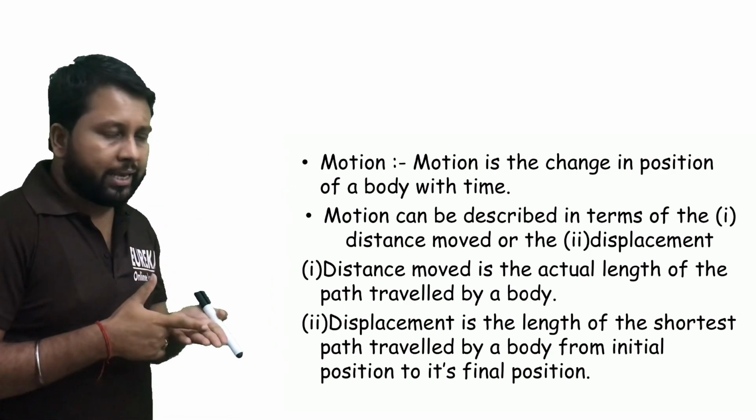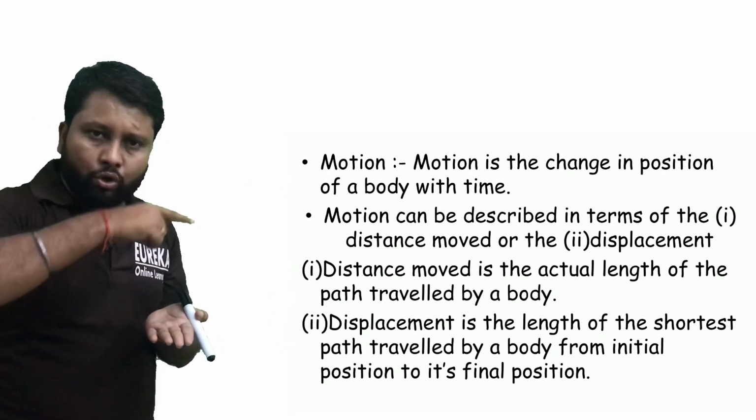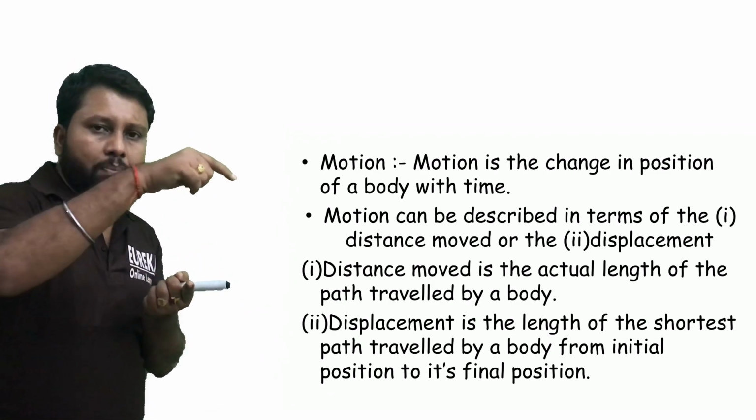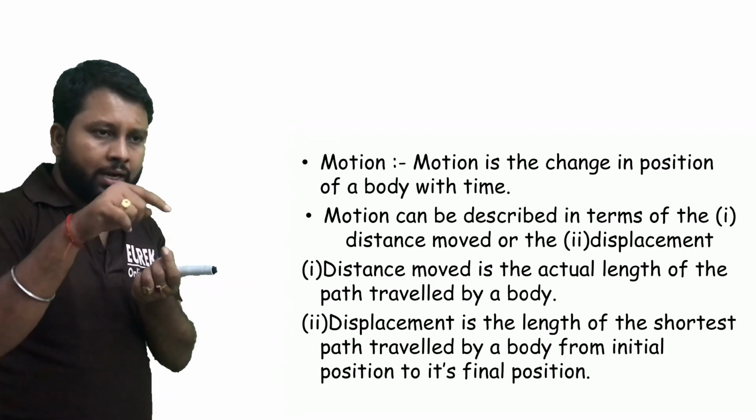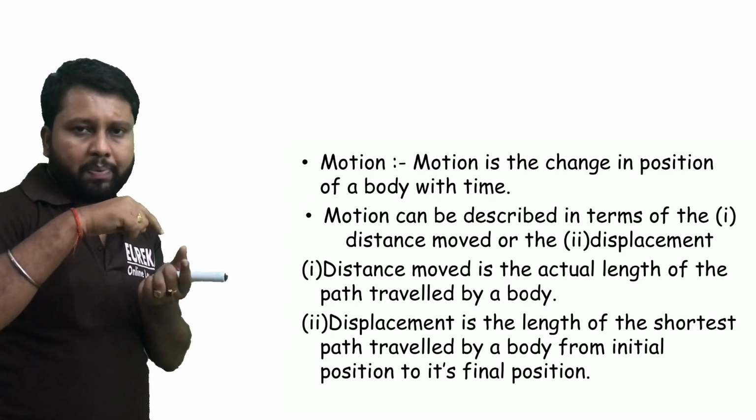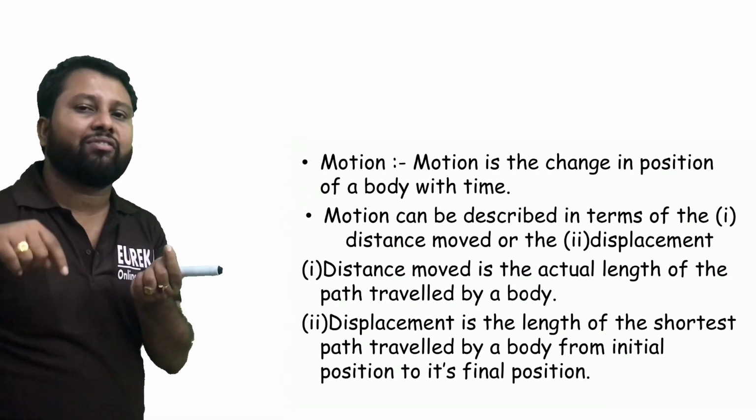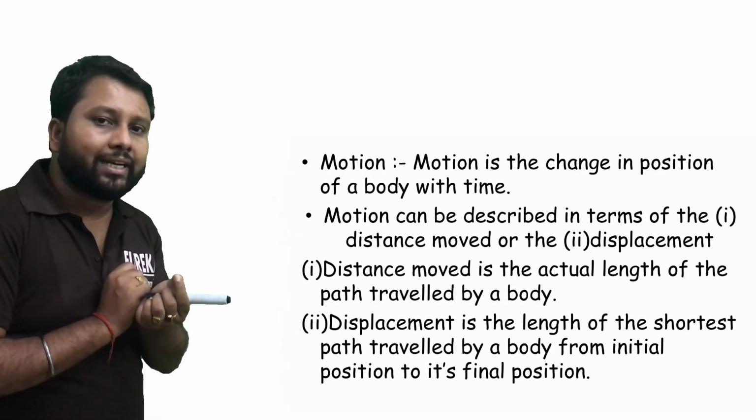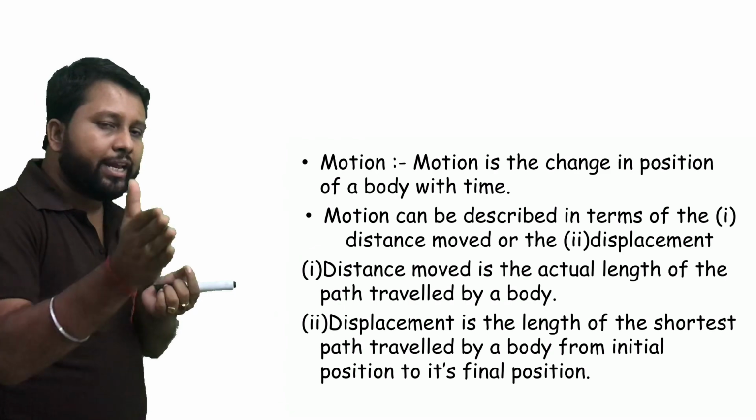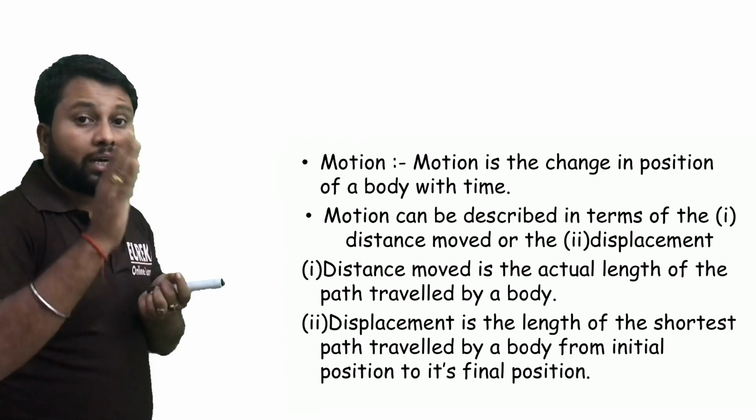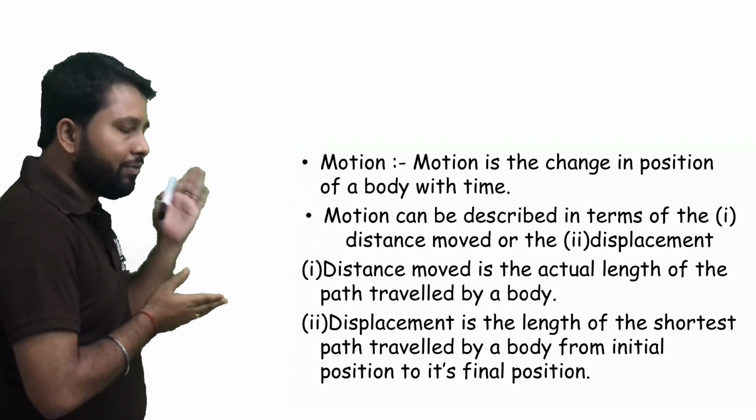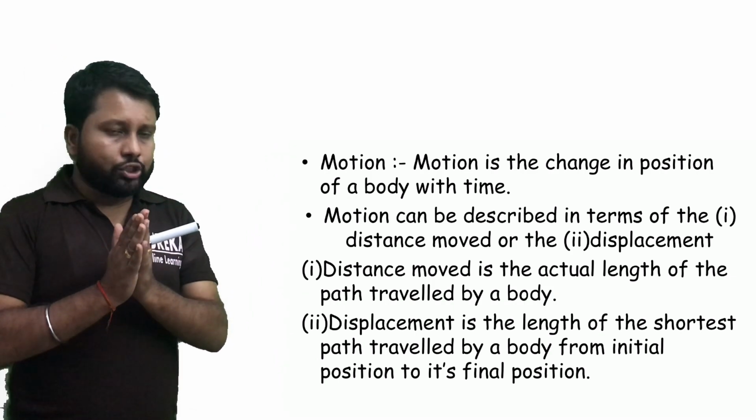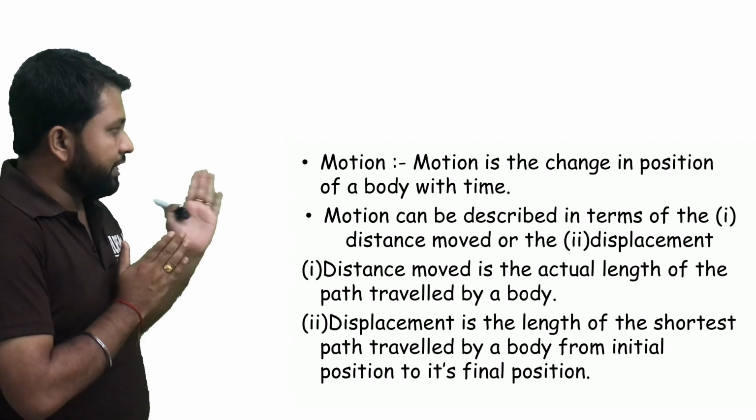One more example I'll give you. Suppose there is a circular path, and the length of that circular path is 2 kilometers. You run 3 rounds of that circular path. It means the distance you have covered is 6 kilometers, but the displacement will be 0. Why will the displacement be 0? Because the difference between the initial and final position will be 0. So now you might have understood the difference between distance and displacement.